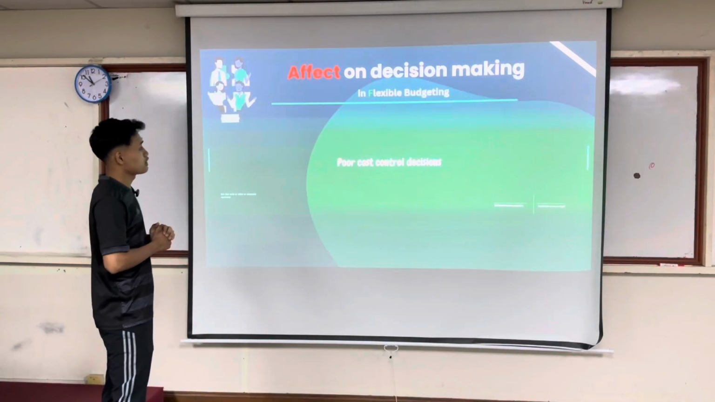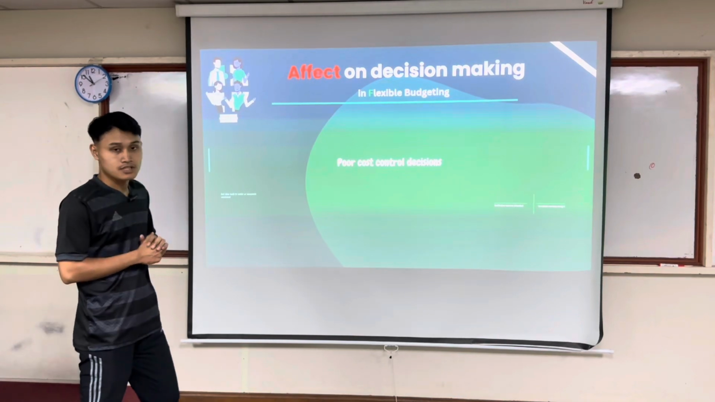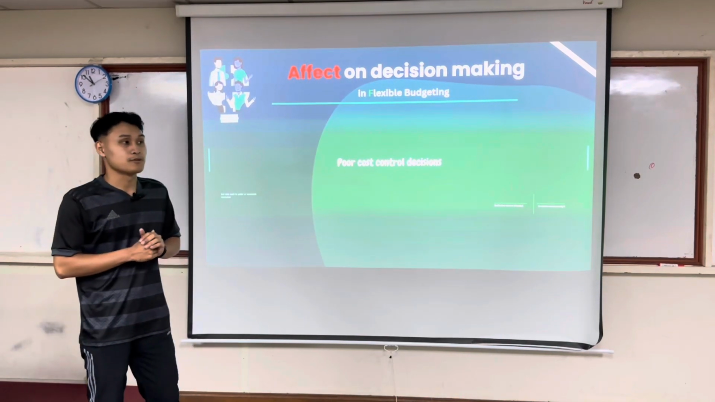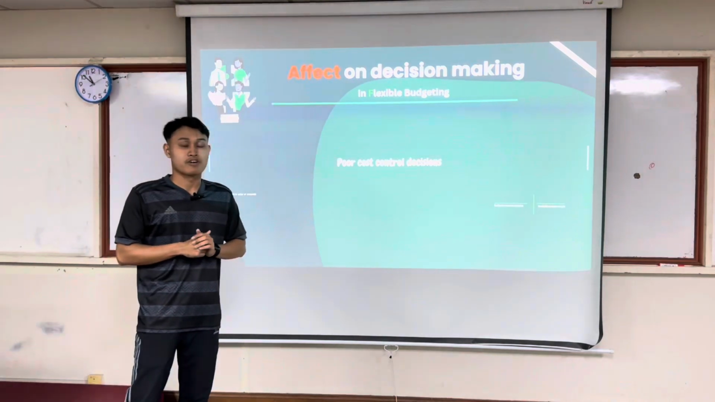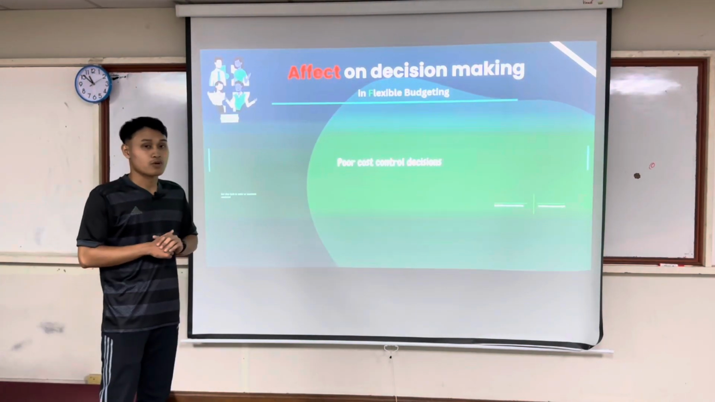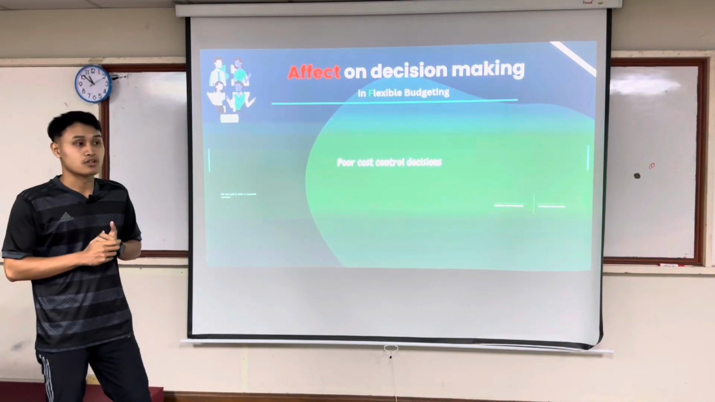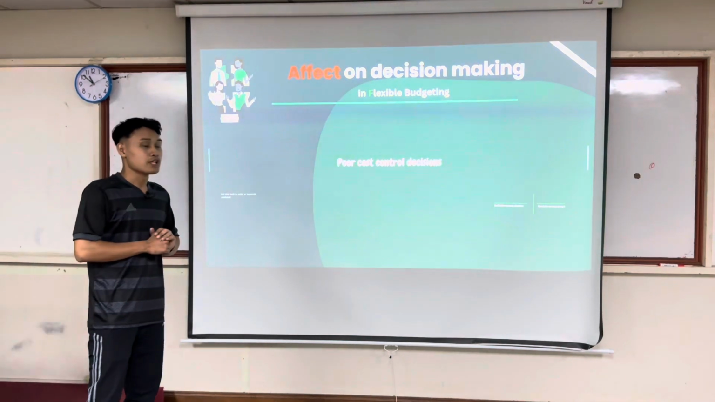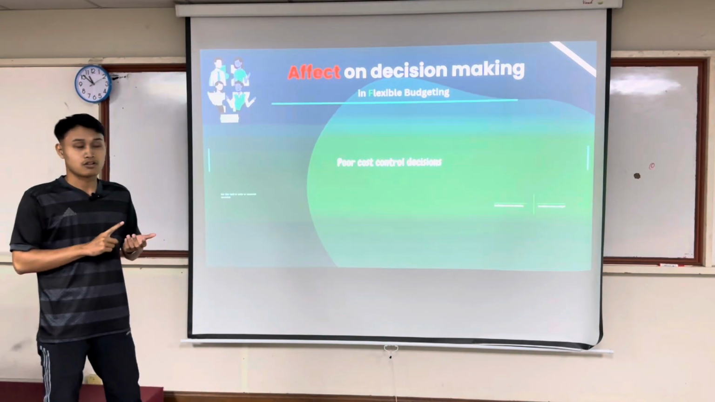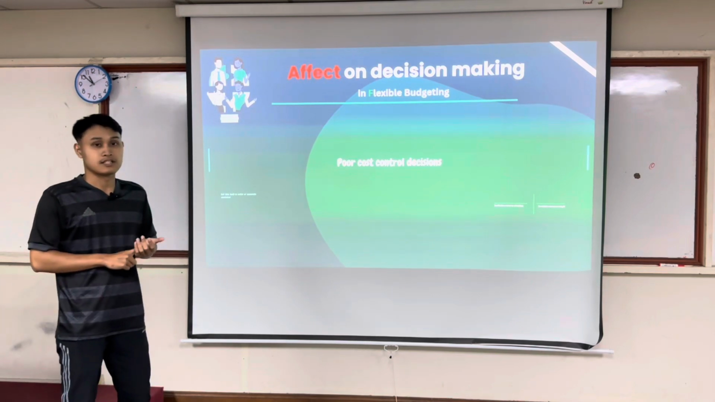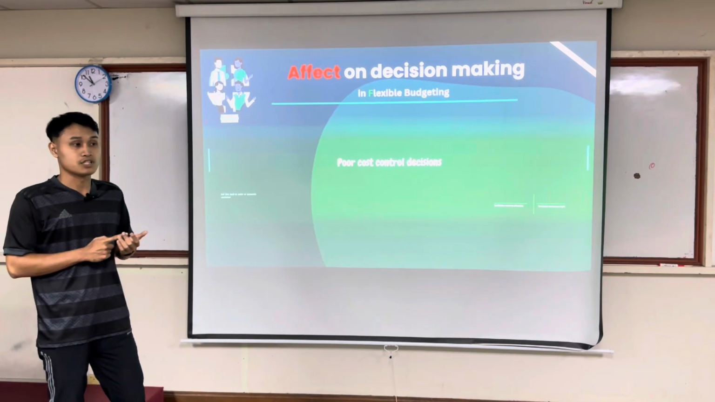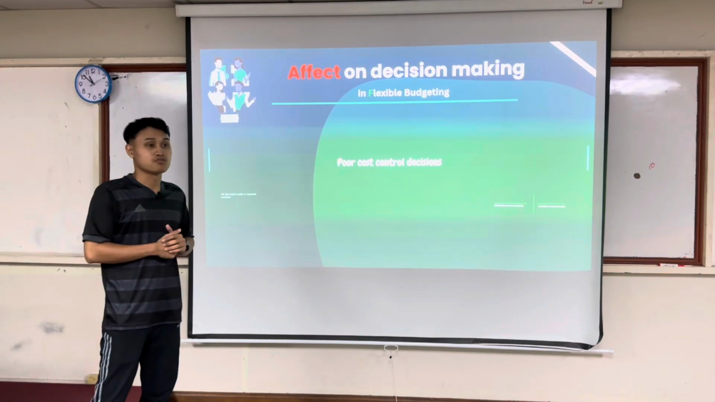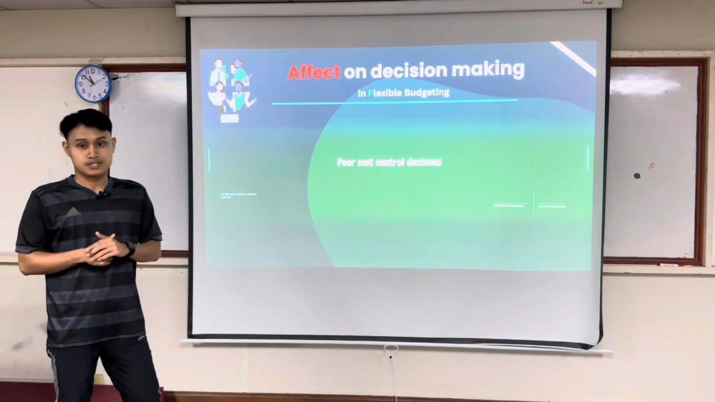Okay, next point is poor cost control decisions. As we know, flexible budgets are based on the actual level of activity. So whatever cost is incurred in the period relates to the actual level of activity in the flexible budgeting. If the cost is miscalculated or misstated in the budget, it really impacts the flexible budgeting and therefore leads to poor cost control decisions.